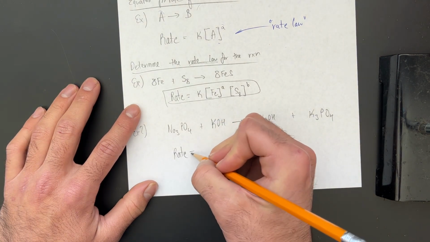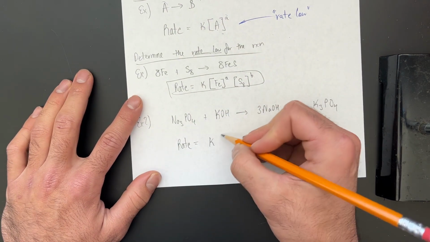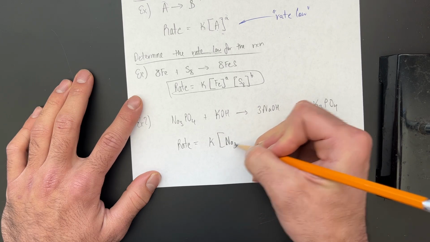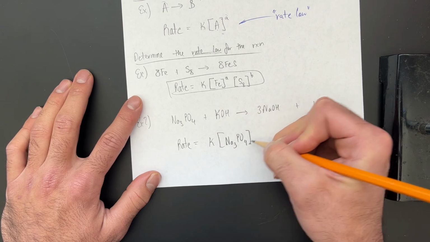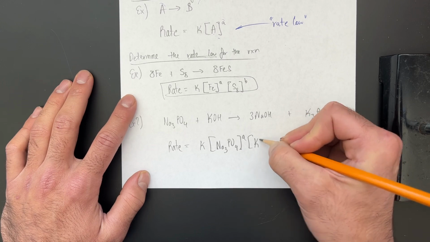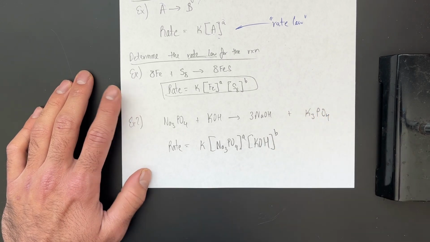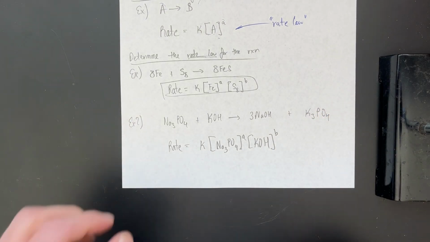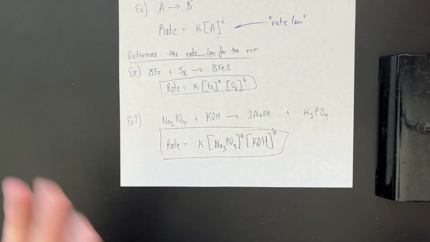And so let's do this one too, right? Very simple. Rate is going to be equal to K times the concentration of Na3PO4 to the power of A times the concentration of KOH to the power of B. And that's it. All right, so rate laws are actually really easy. Writing rate laws, quite easy.